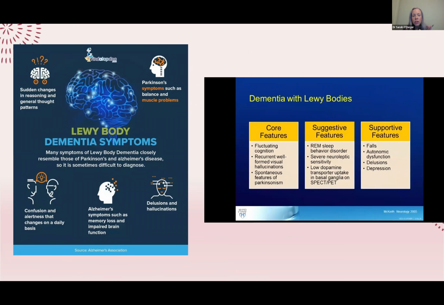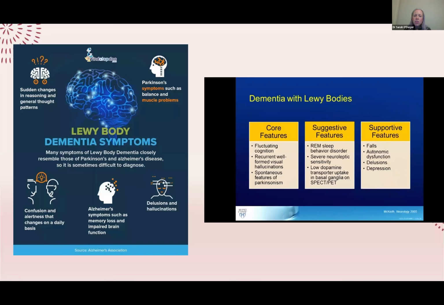Okay, so this is just to kind of give you a picture. Sometimes in the initial phases, it can be very difficult to differentiate between Alzheimer's disease and Lewy body dementia. You might think that's strange because they do present quite differently, but in the early stages, it can be quite hard to tell the difference.